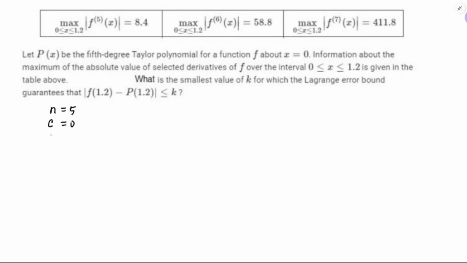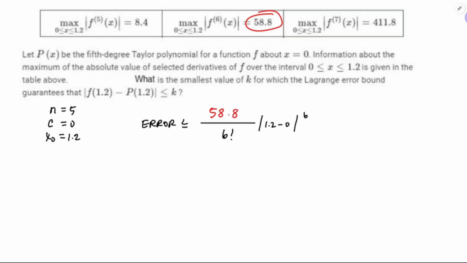We're going to approximate f at 1.2. So Lagrange error bound: the error is less than or equal to the next factorial, absolute value of 1.2 minus 0 to the next power, and then we want the maximum possible absolute value of the sixth derivative. Here it is, printed on the paper for us, 58.8. I think that's just going to be good enough for us, right?